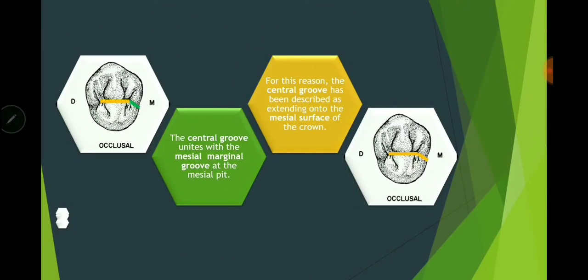And the mesial pit is going to be right here. Okay, so you have the green, which is the mesial marginal groove, and then you have the yellow, which is the central groove, and they are meeting where there's a red dot over there, which is the mesial pit. For this reason, the central groove has been described as extending onto the mesial surface of the crown. So now it looks like a continuous yellow line because it looks like a continuous groove.